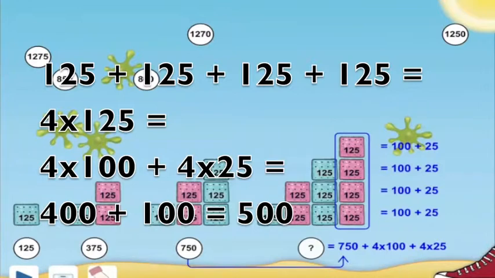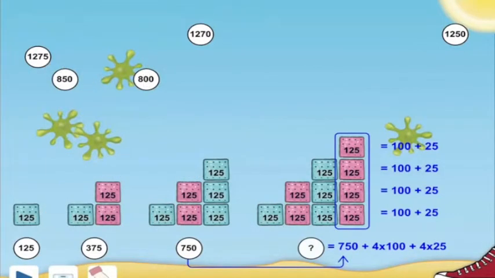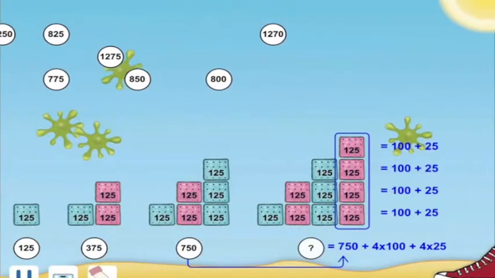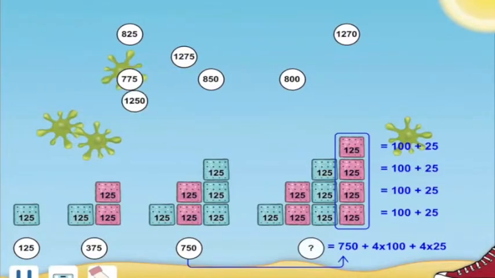4 100s is easy, that's 400. 4 25's or 4 quarters is another 100. So 400 plus 100 is 500. Now we can add 500 to the previous total. The previous total we see is 750, so we have to add 750 plus 500, and that gives us 1250. So let's go ahead and start up the game and look for the 1250 total bubble. And there it is. Drag it into place.